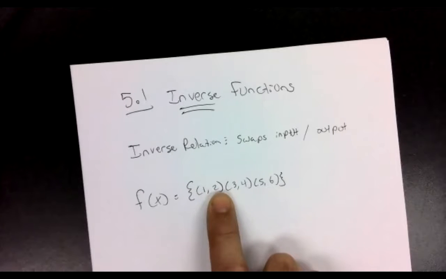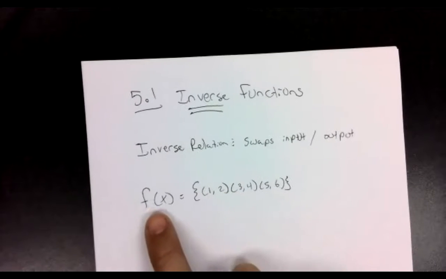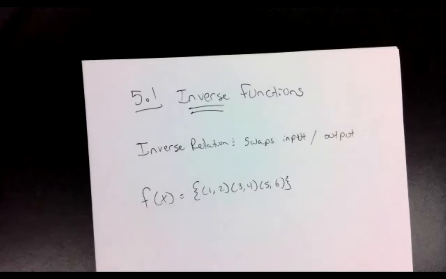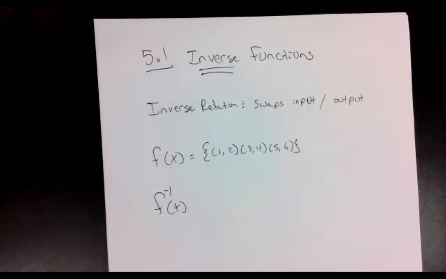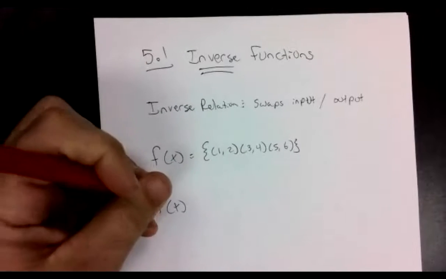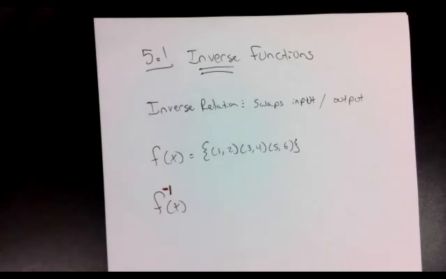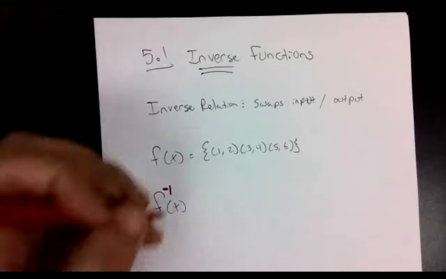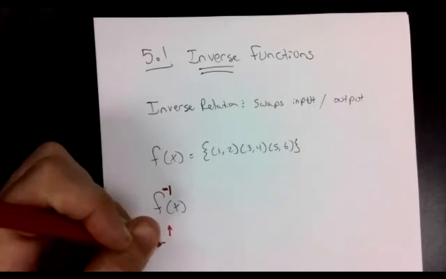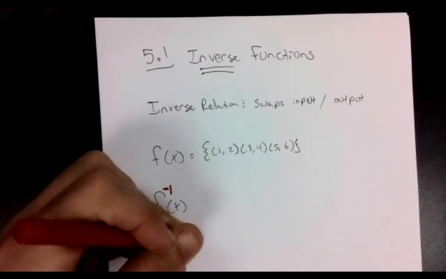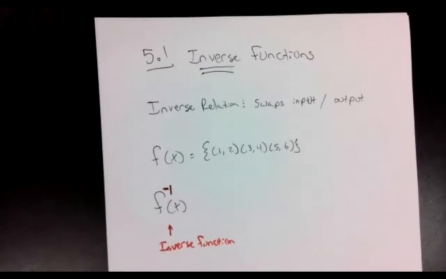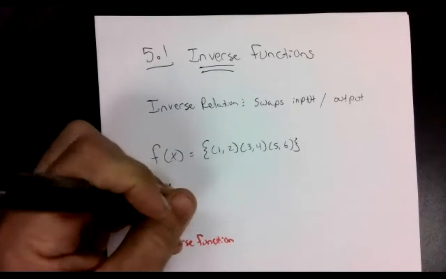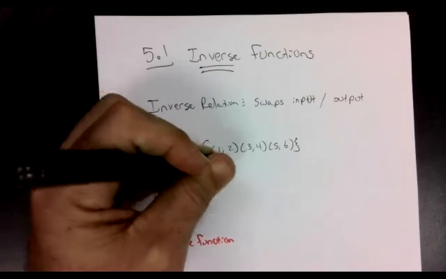Okay, so if this is your initial function, the notation for inverse, we'll put a -1 up here. It looks like an exponent, but it's not. This basically just means the inverse function. So when you see that -1 up there, that's referring to the inverse function. And the inverse function, again, is just going to swap your x and your y.